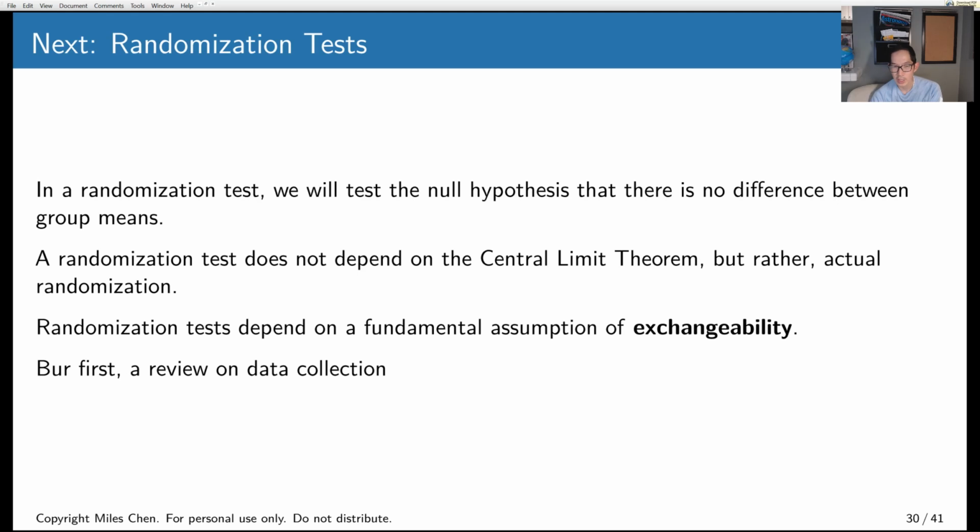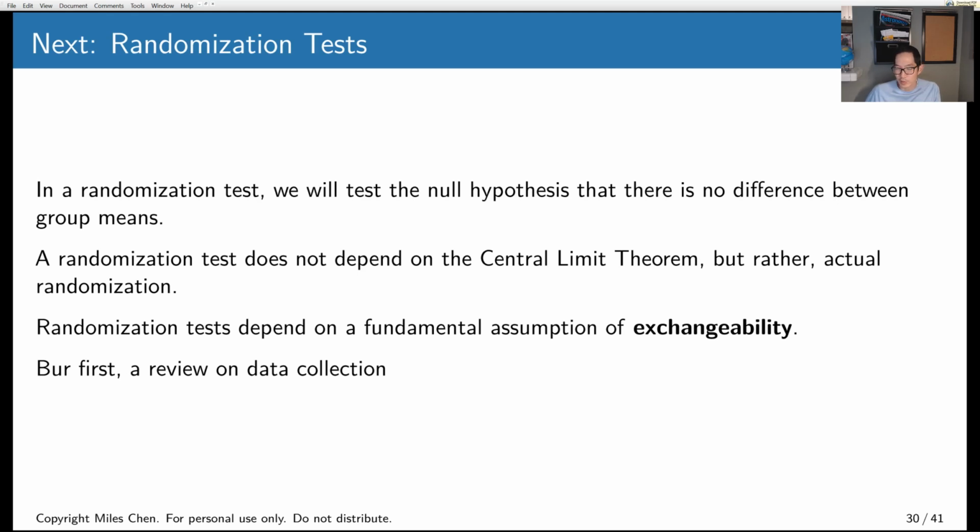What we're going to cover next is a randomization test. In a randomization test, we test the null hypothesis that there's no difference between group means. A randomization test does not depend on the central limit theorem, but rather it depends on actual randomization. Randomization tests depend on a fundamental assumption of exchangeability, which I will explain when we talk about randomization tests.